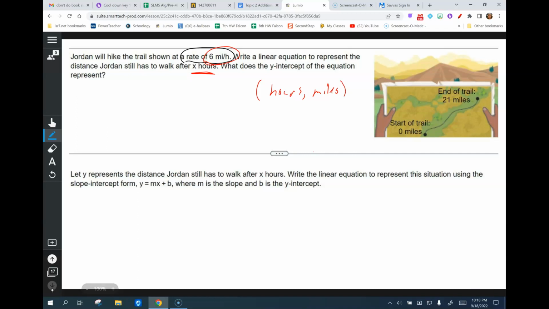That's not the problem. Okay, and then what you have to realize is that we want to eventually get to 21 miles. That's our whole goal, is 21 miles. And every hour, we're going to get closer to that goal, so we're going to subtract. So y is equal to negative 6x plus 21. Okay, do you see that? Because it's going to take this path. This is our total distance.